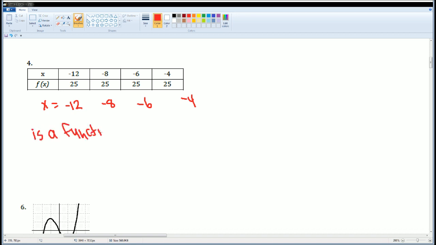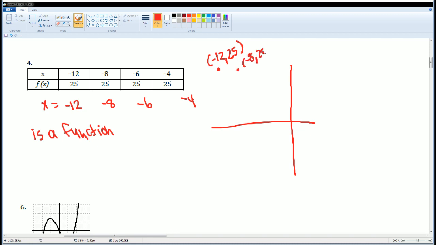All right. Now, if you're tripping out, let me graph this for you. Okay. So these are all negatives. So -12 for probably what here? -12, 25. So this is -12, 25. Note -8, 25. So this is -8, 25. This is -6, 25. And the last one is -4, 25.